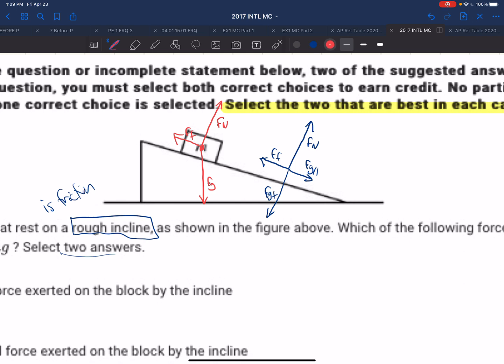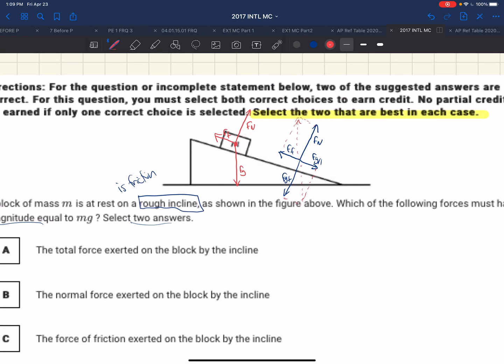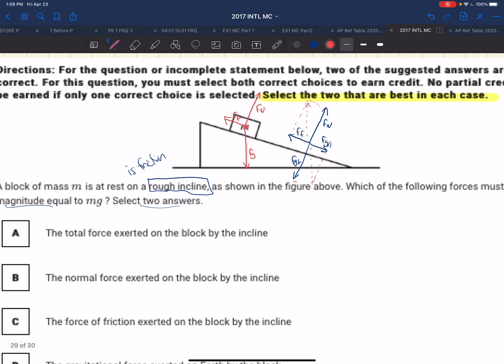So whereas these two produce this resultant, you can also see that these two must produce that same resultant. So we want to know which two forces could be equal to mg. The total force exerted on the block by the incline. Well, the incline is a force normal, and we could say there's force of friction, so this might be a possibility. Normal force exerted on the block.